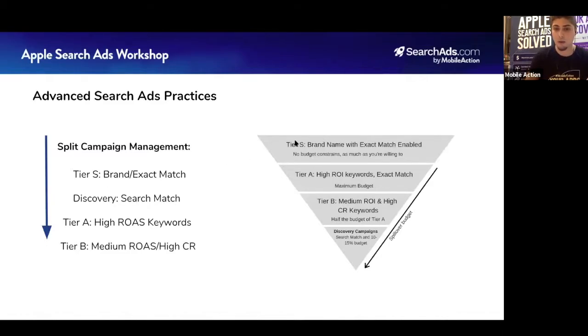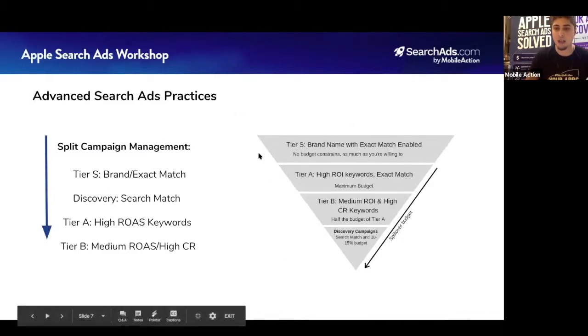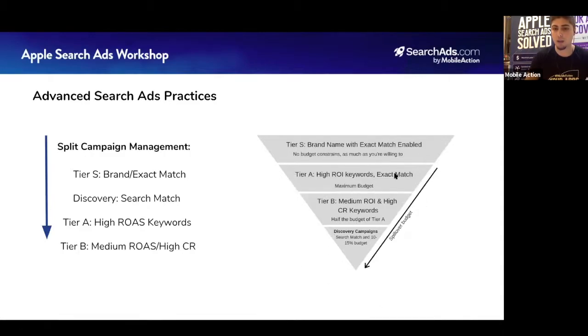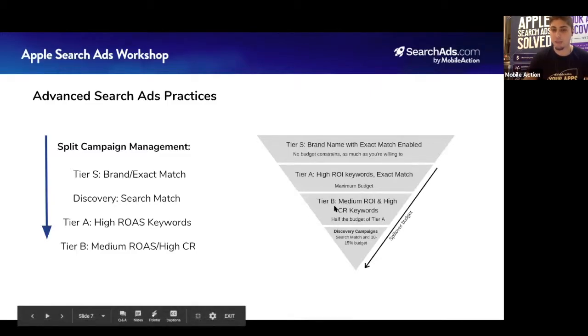And here on the right side, we have a reverse triangle. This is how you will divide your budget. For tier S, if you have the budget, you don't have to limit yourself. You don't want to be too efficient on this part, as it's mainly about branding. But for the second part, most of your budget, as much as you can afford, you should use for tier A. And then the leftover can be used for tier B.